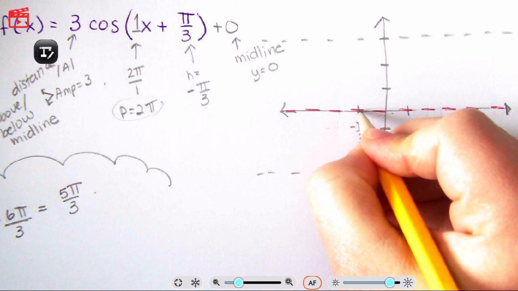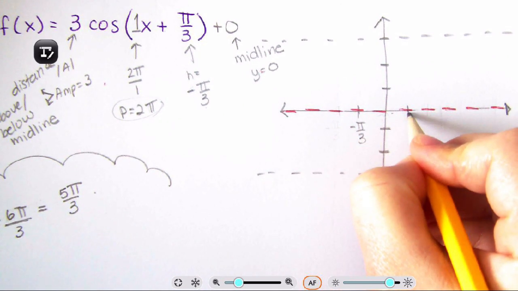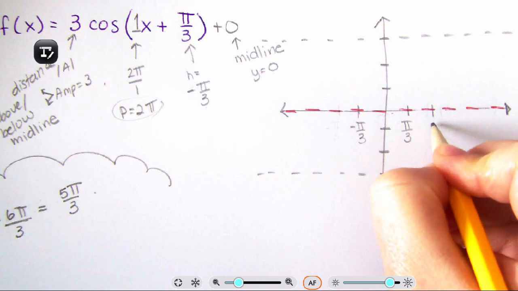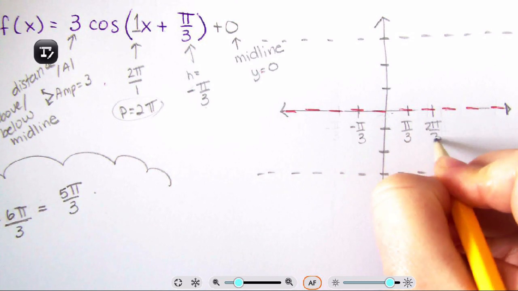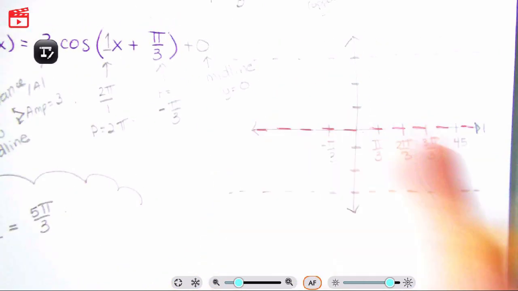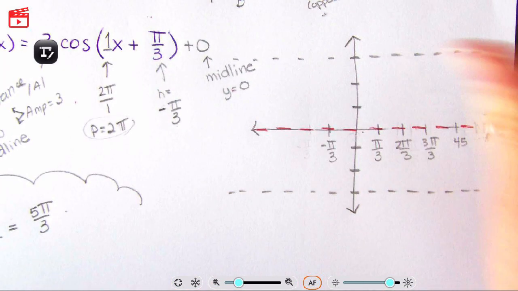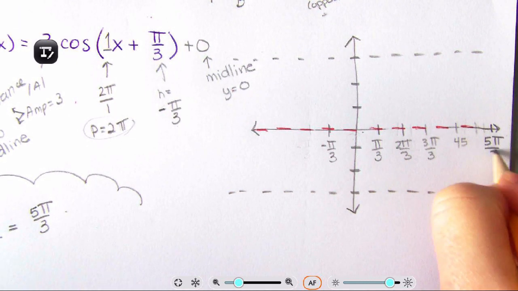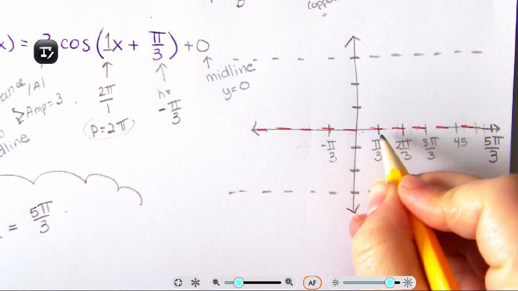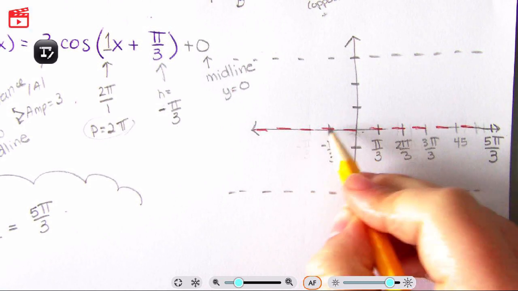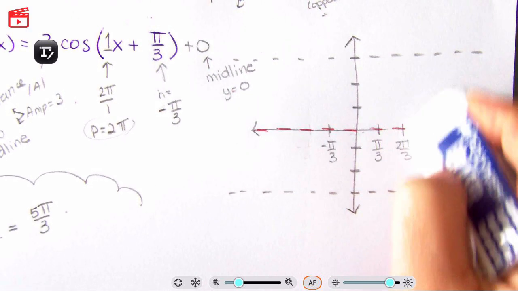So again, we want 5 pi-thirds. So this is pi-thirds, 2 pi-thirds, 3 pi-thirds, 4 pi-thirds. So 5 pi-thirds is going to be here. Now I did write everything out, and I'm going to show you why you didn't have to do that. So 5 pi-thirds is going to be around here. So I know that I'm going to need 5 points: 1, 2, 3, 4, 5, 6. I have too many, so I'm going to erase these.